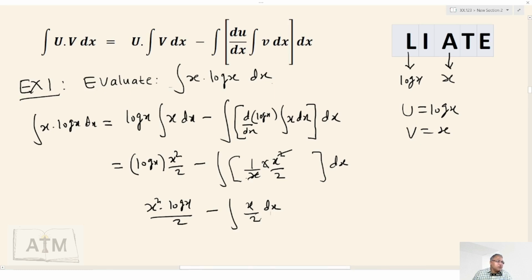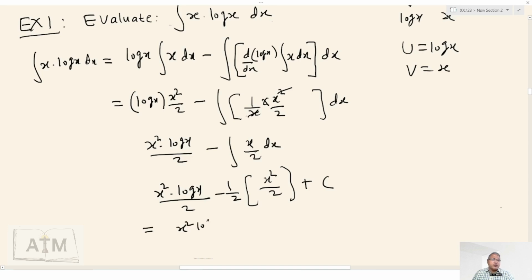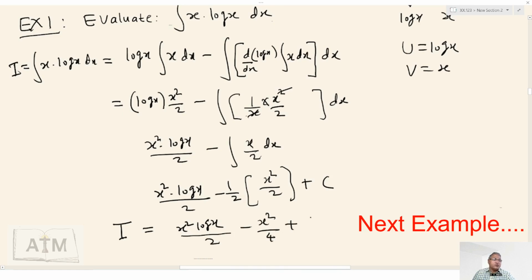And after that you have to continue the integration, because x by 2 is the result of the box. So x square log x upon 2 minus 1 by 2 taken outside, and integration of x is nothing but x square by 2, and at the end of course plus c. So what is the final answer? The given question can be called I. So I equals x square log x upon 2 minus x square upon 4 plus c. So this is the required solution.